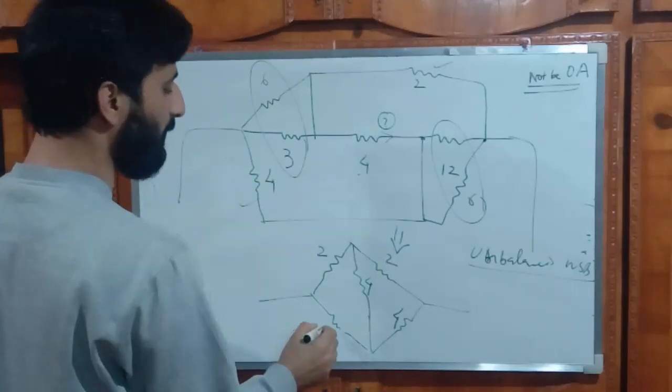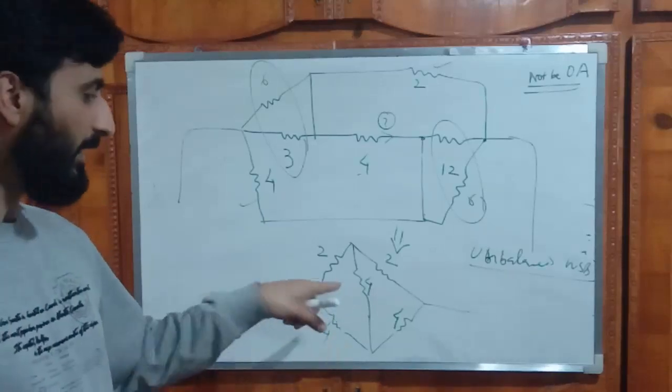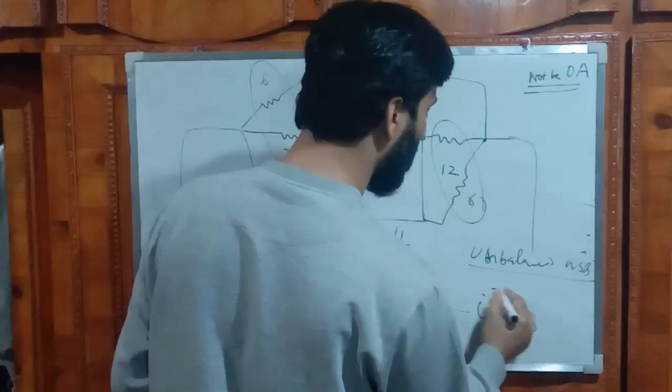If I replace it with 4, now see, 4 2s are 8, 4 2s are 8. This is balanced. In this condition, current through the 4 ohm resistor will be 0.